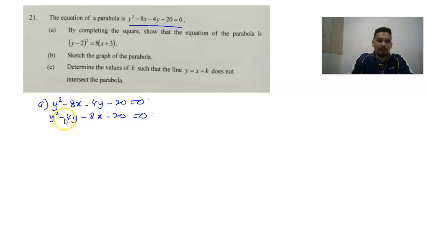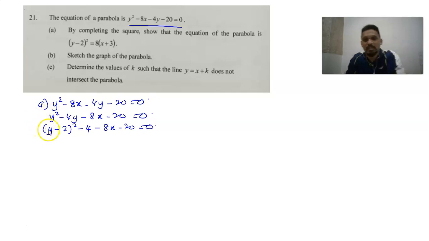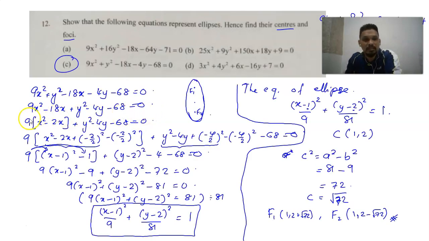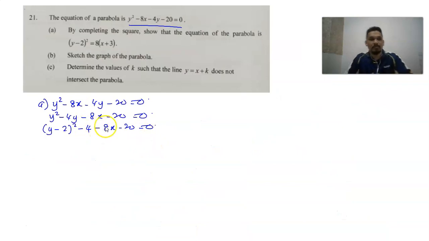So y with negative 4, so we straightaway come up with y minus, negative 4 divided by 2, negative 2. So (y minus 2) squared, minus negative 2 squared, equals 4, minus 8x minus 20 equals 0. I skipped or jumped one step here. Please refer to the step in between. I ignored one of the steps in this example.